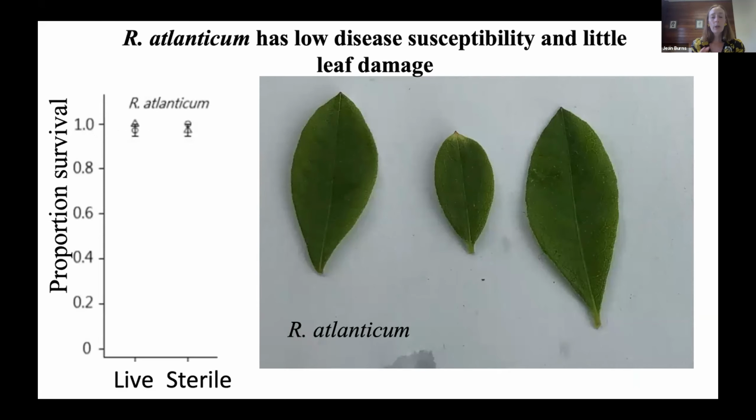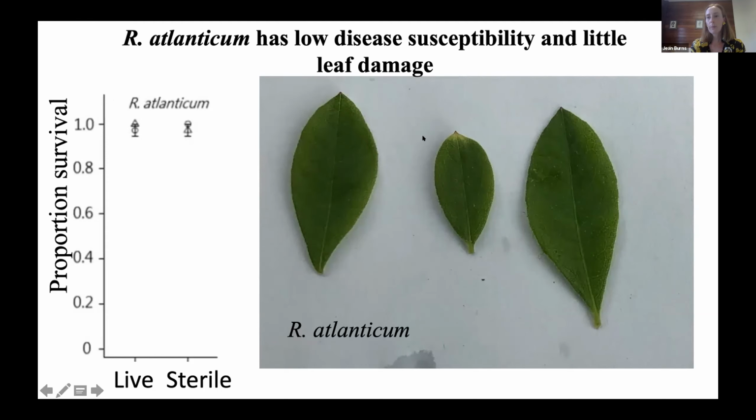Just to give you a small flavor of that, for Rhododendron atlanticum, what he observed is almost no leaf damage in the field. And that's very similar to Grant's greenhouse experiments, where he experimentally inoculated with Phytophthora. So this is very anecdotal, of course, but we see very high disease resistance in this species in the greenhouse and almost no leaf damage in the field.